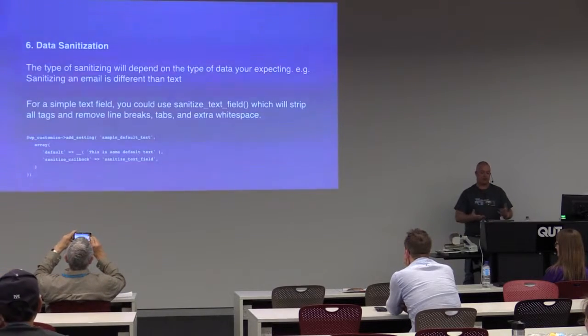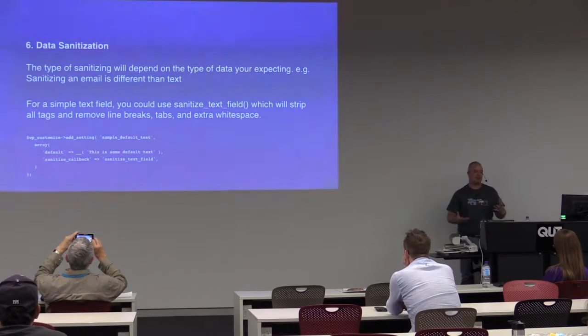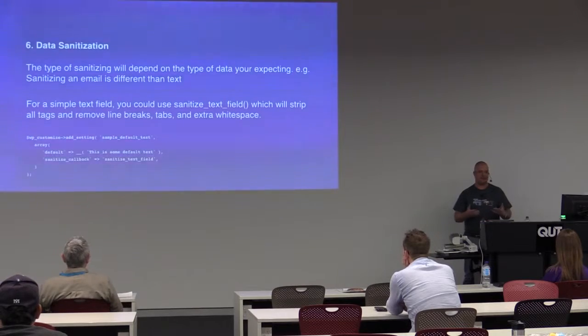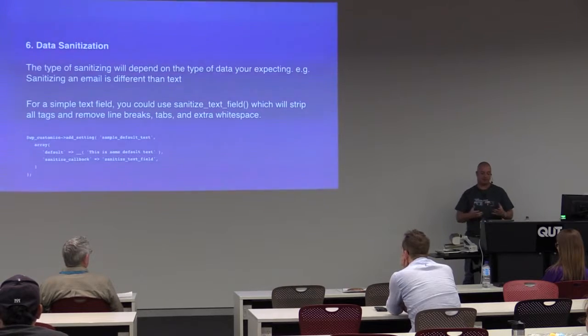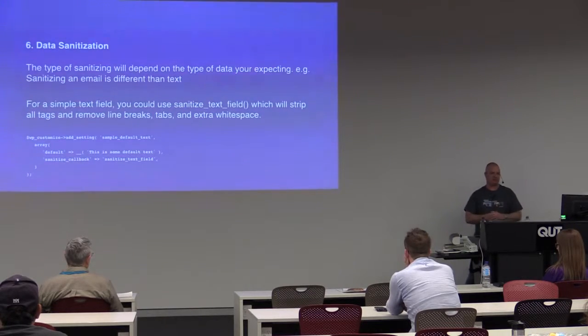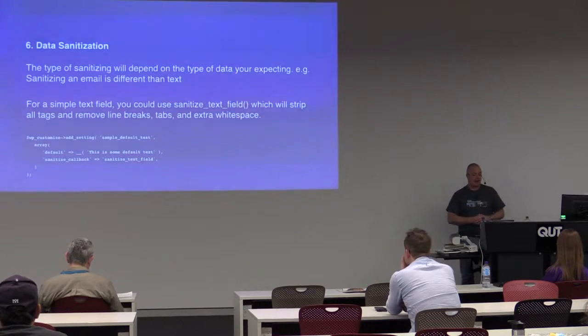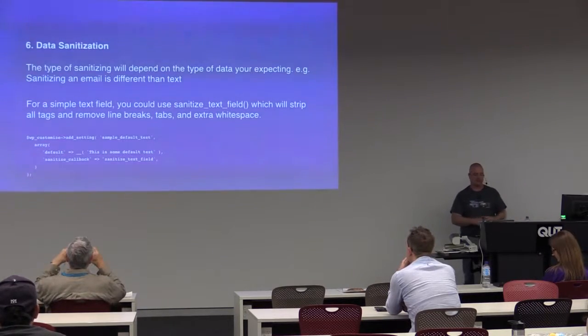The type of sanitizing will obviously depend on the type of data you're expecting. So sanitizing an email is obviously different than sanitizing just a standard text field. For a simple text field, you could use something like the WordPress function sanitize_text_field, which will strip all the tags, remove line breaks, tabs, and extra white space. So WordPress itself has a number of sanitization functions that are available for you to use straight out of the box rather than writing one yourself. Use the sanitize callback argument when adding a setting to specify the sanitization function.